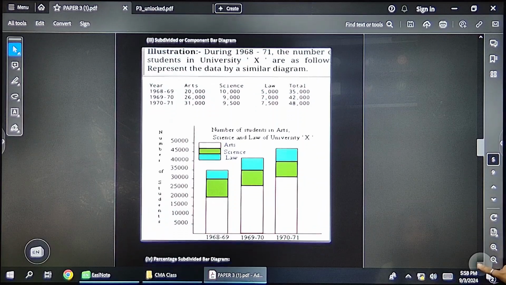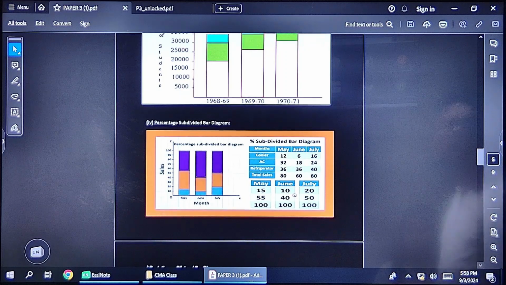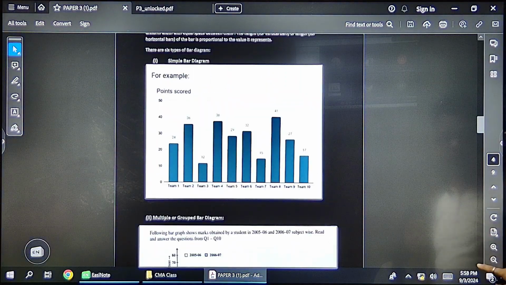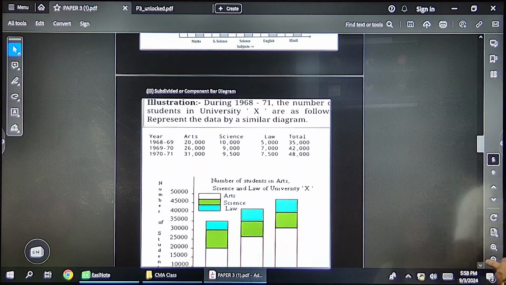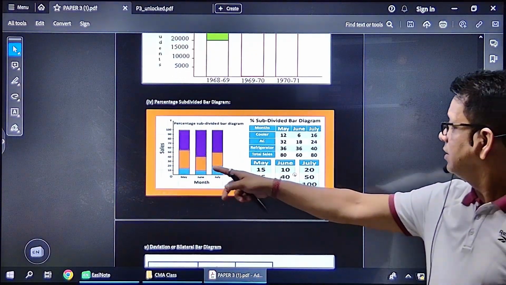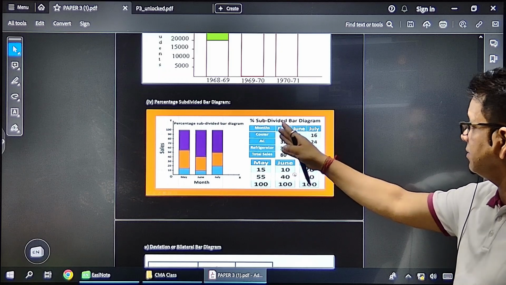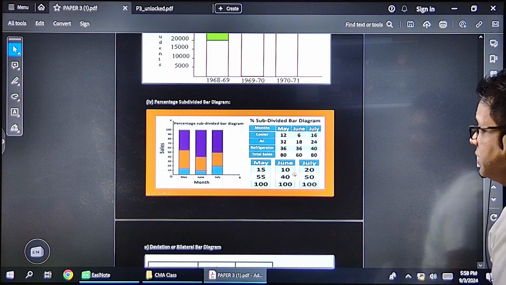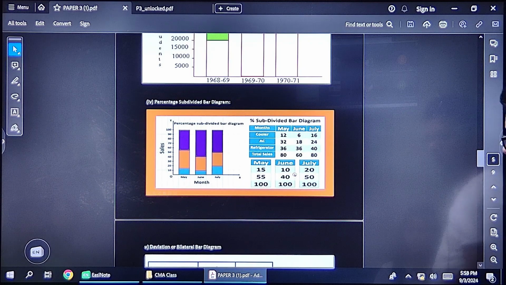Now, if I come to the percentage subdivided bar graph, it is the same thing that you have done just now, but here it will be mentioned in terms of percentage. Last time, we had direct numbers, but now instead of direct numbers, we can also have percentage. So this is another example, the percentage subdivided bar graph.